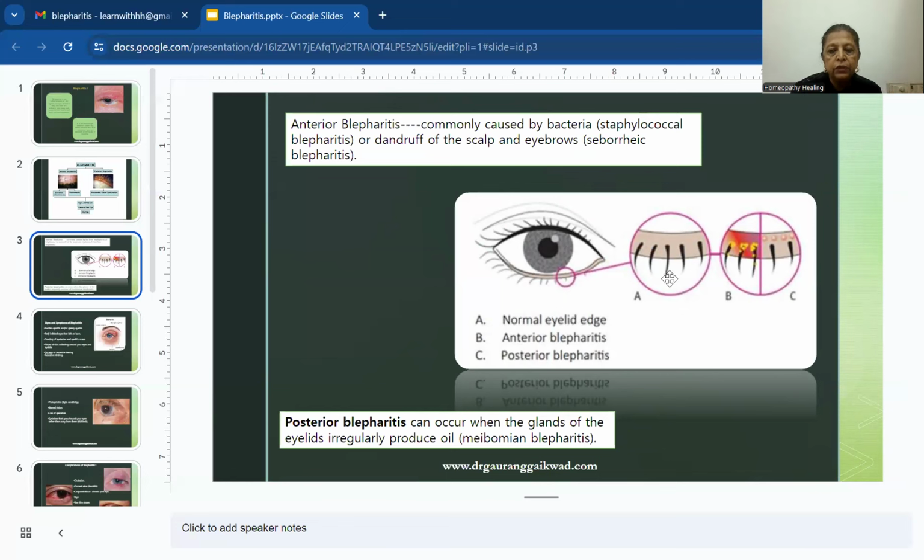Here, if you see, three things are seen: the normal eyelid margin, and here we can see the anterior blepharitis. That means at the root of the eyelashes there will be crust formation. And here is the posterior, where you can see the opening of the meibomian glands. There will be discharge.